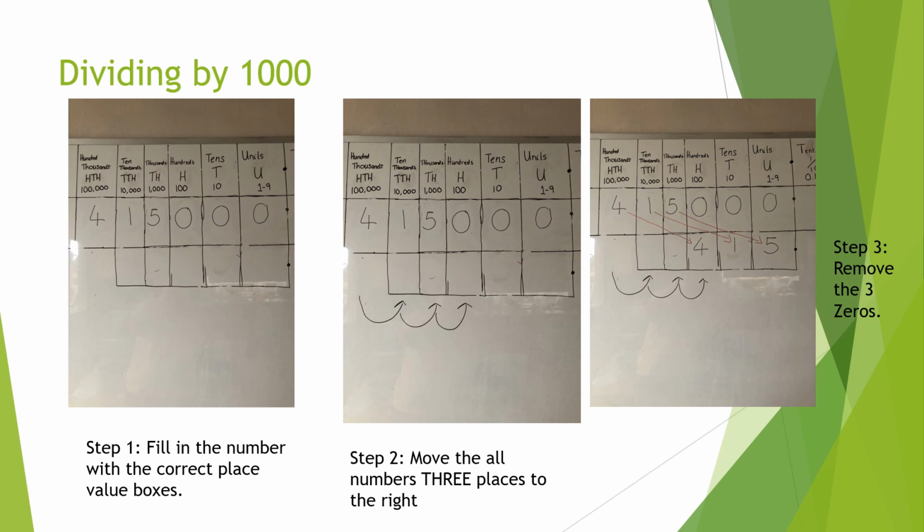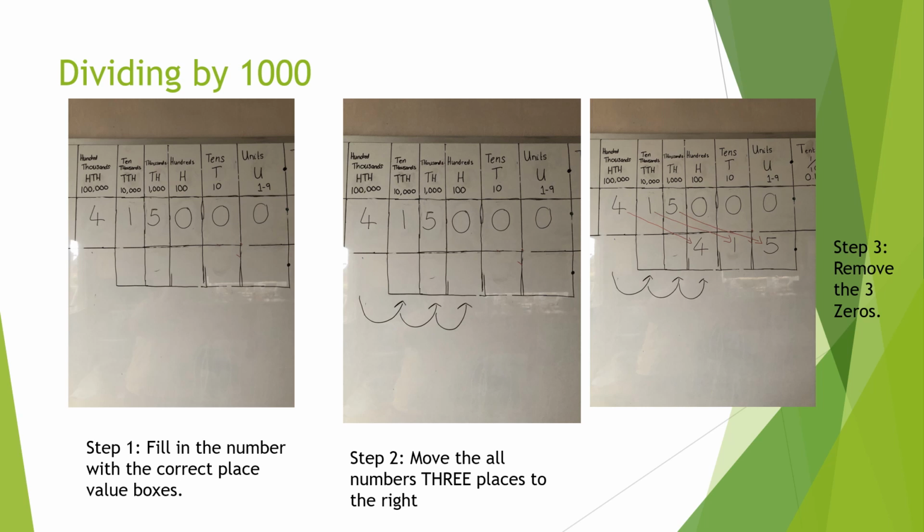So I've written my number out here. We've got a much larger number now. We've got 415,000. So you can see that I've got the 4 in the 100,000 column, the 1 in the 10,000, because that's 10,000, 5 in the thousands for 5,000, and then I've got nothing in the hundreds column, nothing in the tens column, and nothing in the units column. Now we've written that out. So moving on to step 2, I need to move all of those numbers 3 places to the right.